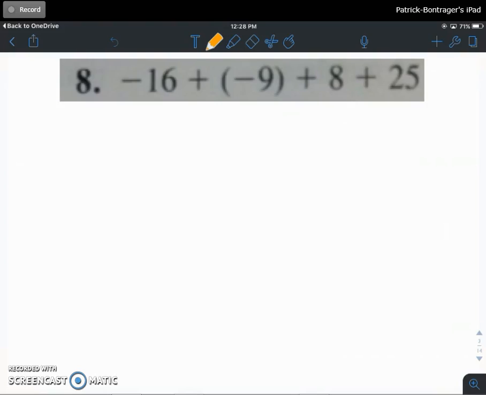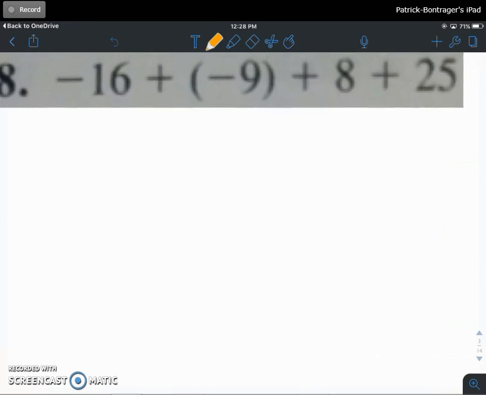So today we're going to work on adding and subtracting numbers. We're going to use a number line as well as talking through some different methods on adding and subtracting. We need to remember when adding and subtracting, we always try to go left to right. So we're going to start this problem going left to right. We're going to deal with negative 16 plus negative 9.